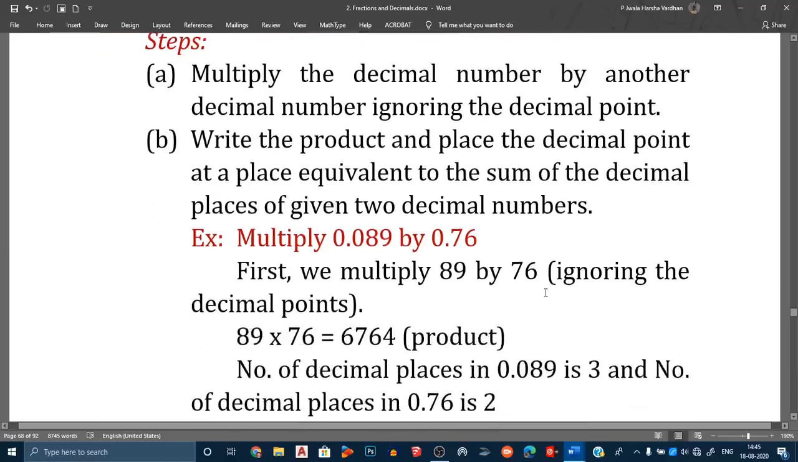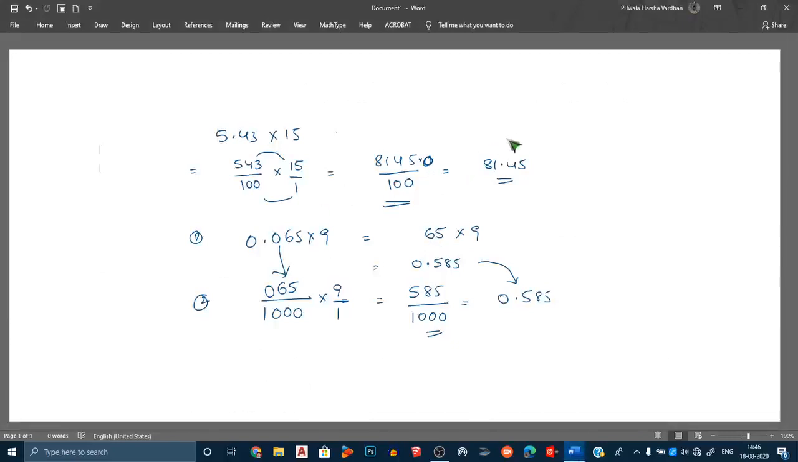Given two decimal numbers, you have to count how many decimal places there are after the decimal point. Here 3, here 2. So 3 plus 2 is 5. So you have to put the decimal point after leaving 5 digits from the right side. So these two rules you have to use while you are multiplying a decimal number by a decimal number. See, I will show you how to do that.